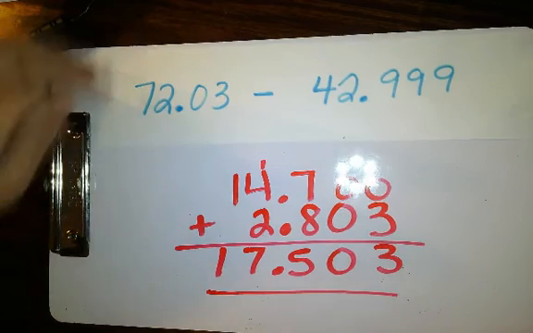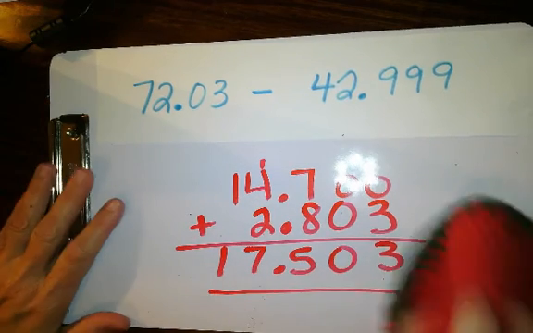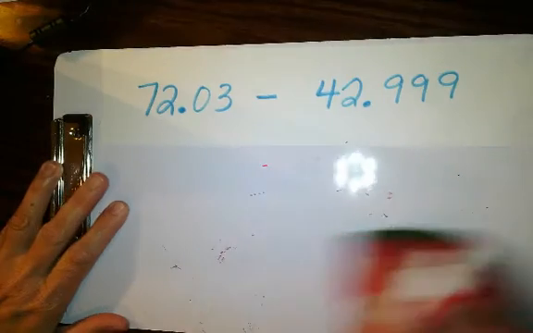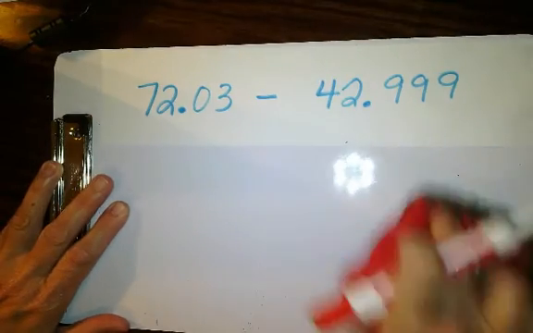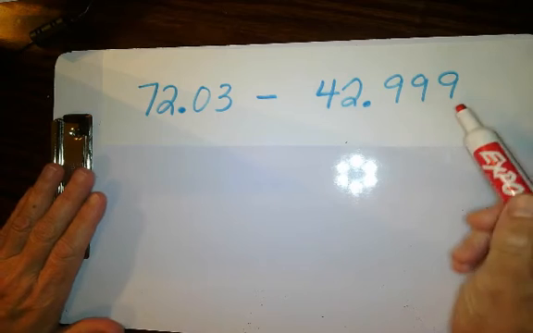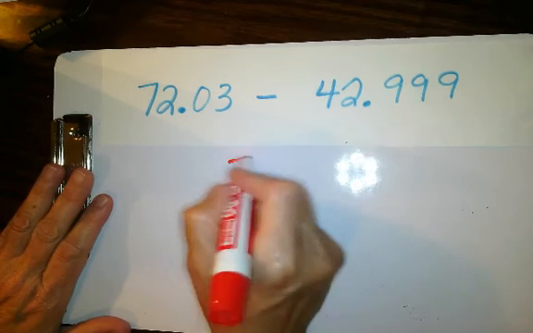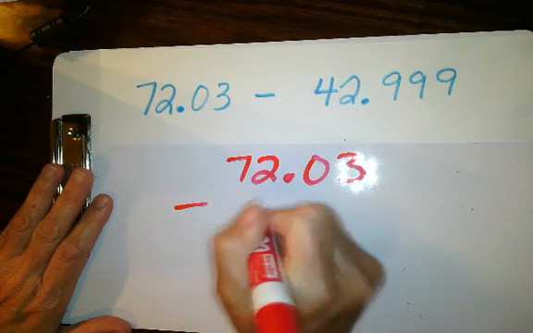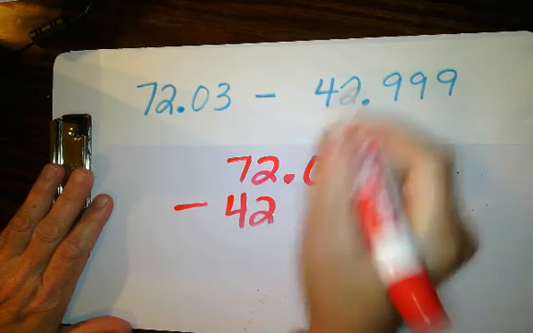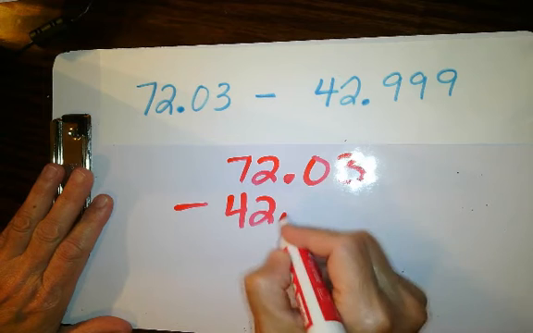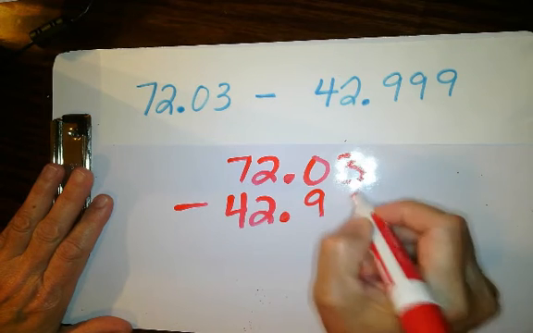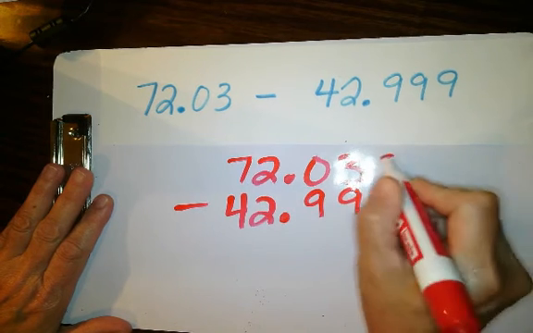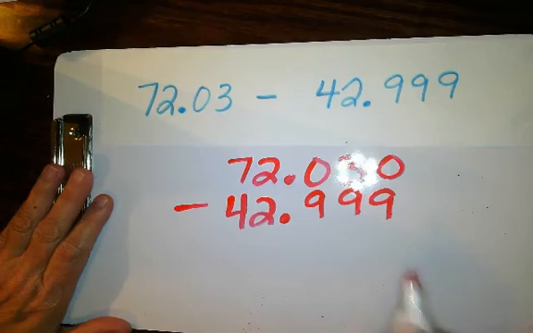Here we have 72 and 3 hundredths minus 42 and 999 thousandths. Let's line up our numbers vertically, making sure that my numbers line up in the proper places and my decimals are lined up. All right, in this case, I am going to add a 0 for my placeholder.